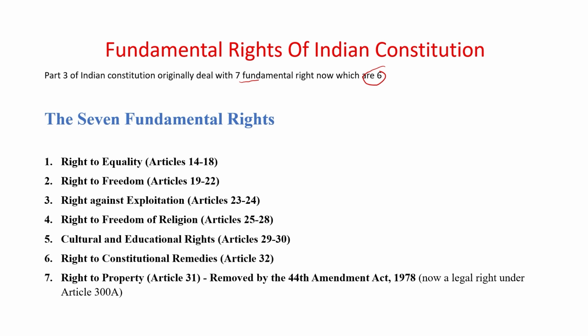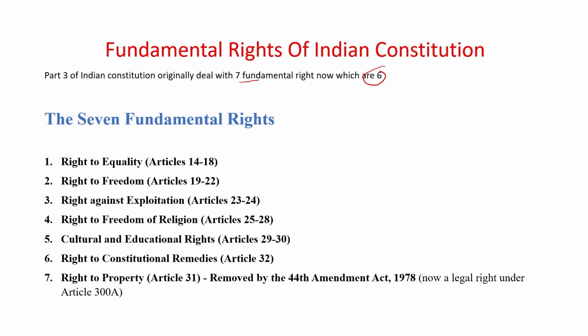So basically, Part 3 of the Indian Constitution deals with the fundamental rights. Originally, there were 7 fundamental rights, but as of now, there are 6. So what happened to which fundamental right? Actually, we removed a fundamental right known as the right to property, which was explained in Article 31.